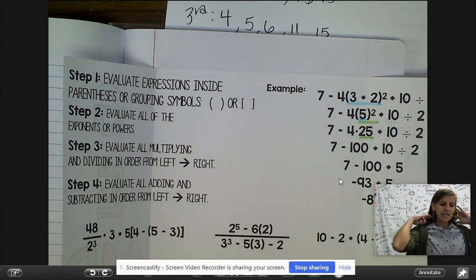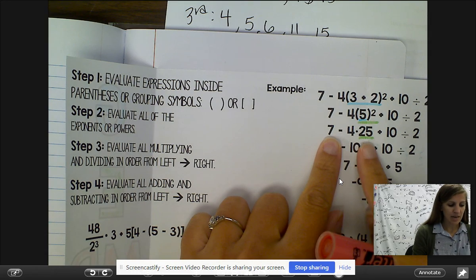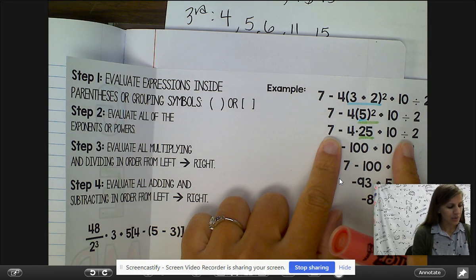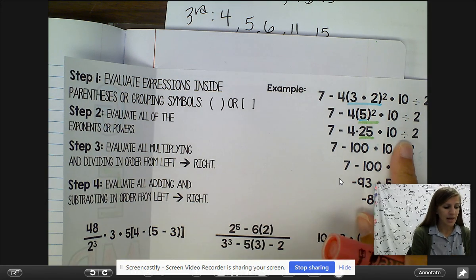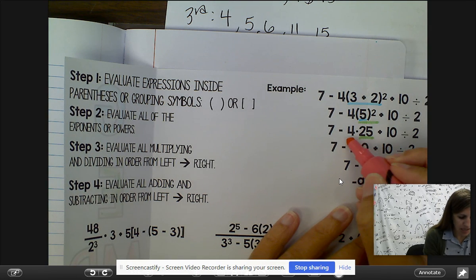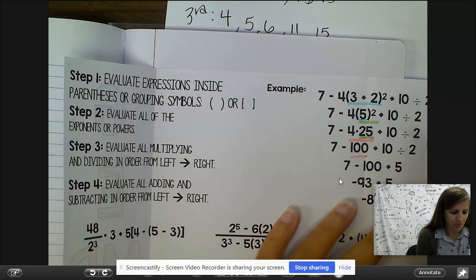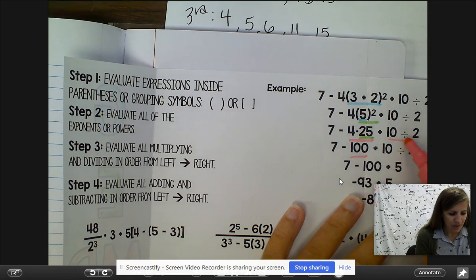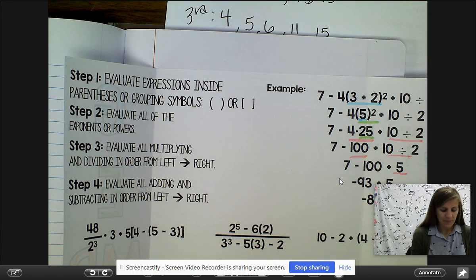Okay, after that, I reassess my problem. I look at the whole thing all over again. We have the 7 minus 4 times 25 plus 10 divided by 2. We want to look for multiplication and division next, and we have to go left to right. So as I scan through this, I first come across these two numbers being multiplied for 100, and then these two numbers being divided for 5. So we came here and we divided to 5.